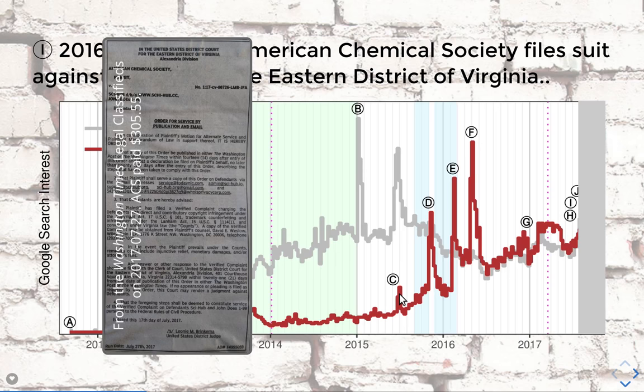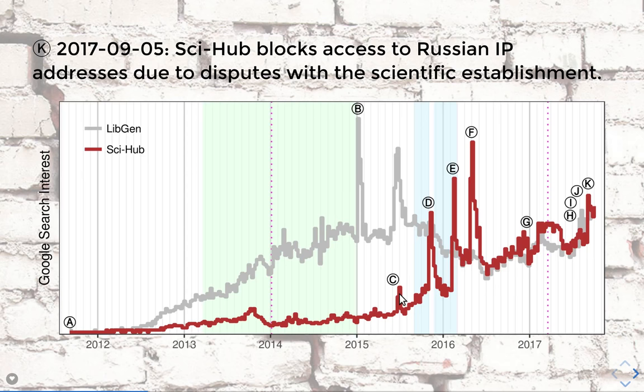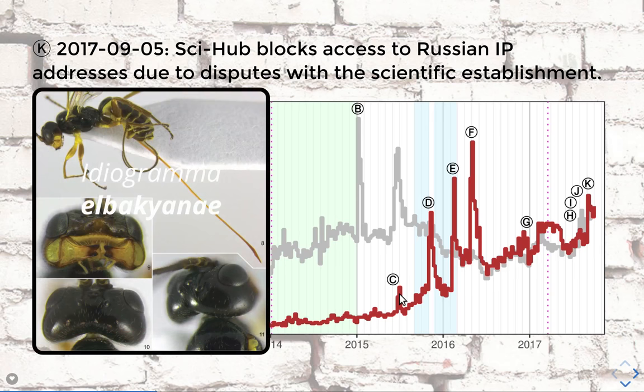Now, here's an interesting thing that happened in September of 2017. Sci-Hub voluntarily blocked access to Russian IP addresses due to what's believed to be disputes with the scientific establishment. It's sort of difficult to know why. Alexandra did make a post about it, but it was a little bit unclear. But one thing she mentioned was that this new species that had been discovered was named after her, and it was called Ideogramma albakiani, which I would have been happy if a species were named after me, but since it was a parasitoid wasp, I think she thought they were calling her a parasite, and she didn't like it. But access was restored to Russia shortly after.